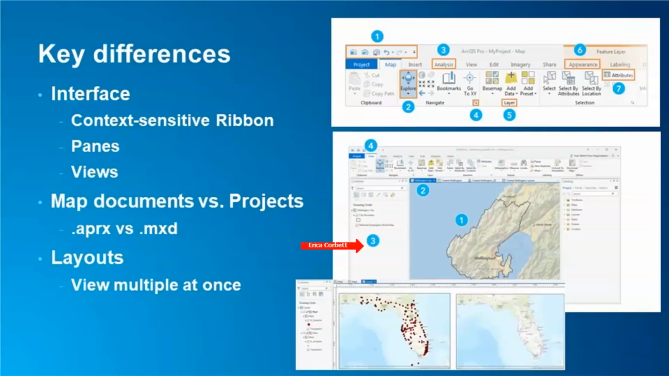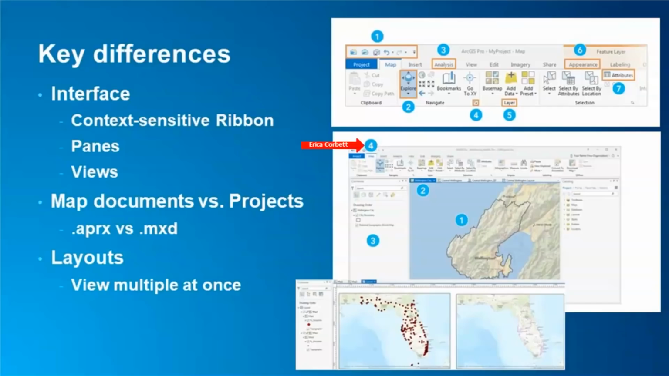The contents pane over here for number three, just like your table of contents in ArcMap, lists the layers in the active view. And of course the ribbon, which we just went over, provides those commands that can be used based on what is selected in the contents pane.